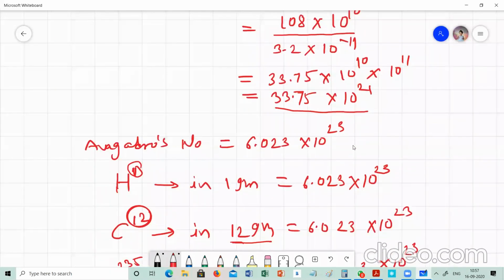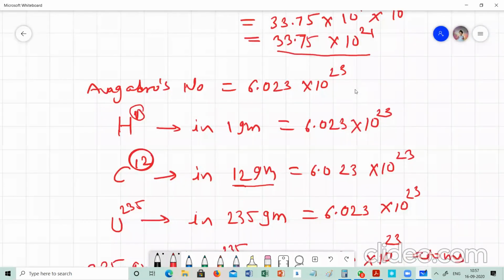Now let us see what Avogadro's number is. It is a constant which is equal to 6.023 into 10 raised to 23, which denotes how many atoms of a particular matter are in a given number of grams equal to its mass number. If the hydrogen's mass number is 1, then in 1 gram of hydrogen there are 6.023 into 10 raised to 23 atoms of hydrogen.